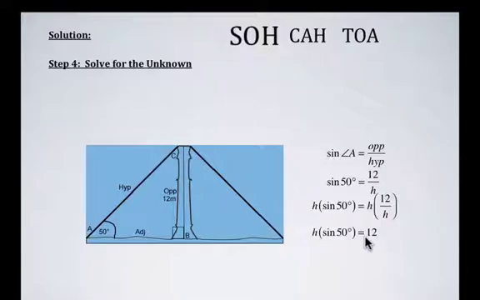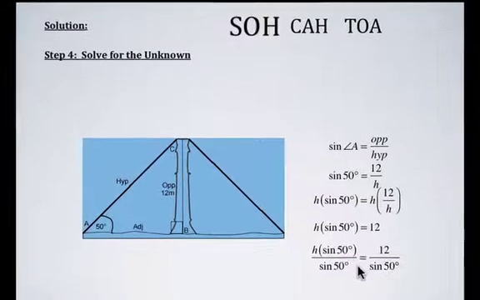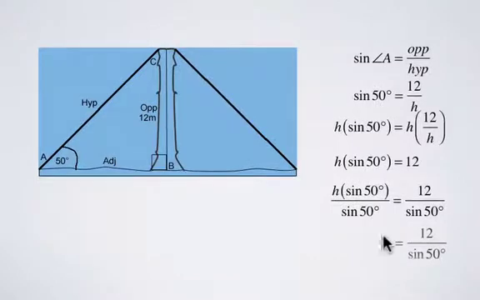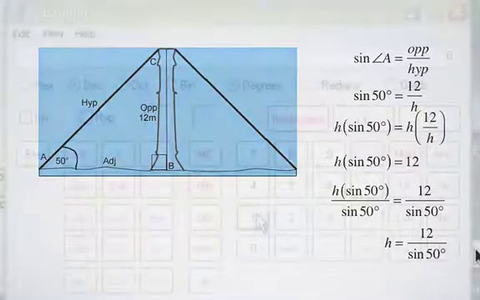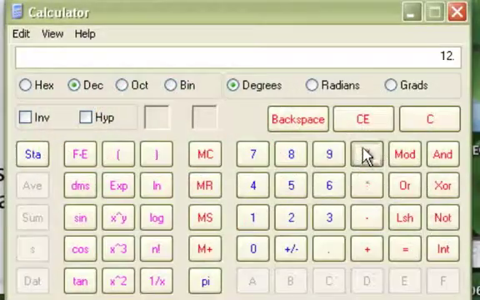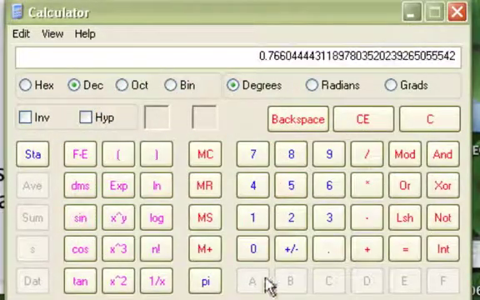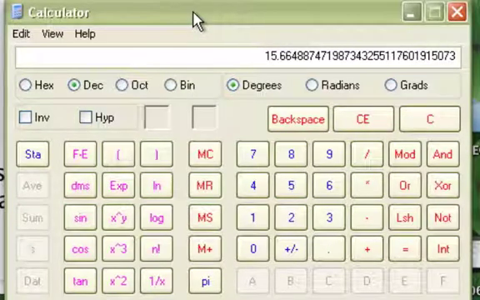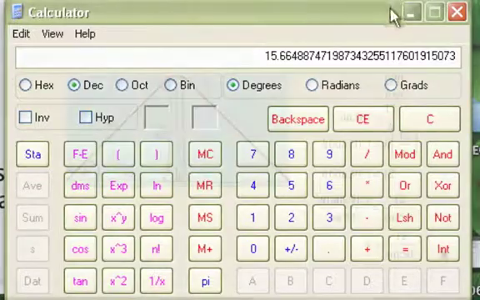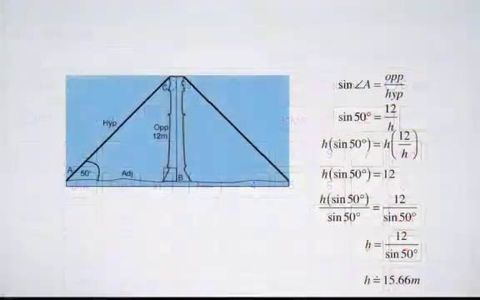So that means we have to divide both sides by sine 50. And when we do that, the sine 50s cancel out, and we're left then with h on the left-hand side, and h is equal to then 12 divided by sine 50. So we can do that on our calculator. 12 divided by sine 50 is approximately equal to 15.7, or we could say 15.66 meters. So h is approximately equal to 15.66 meters.